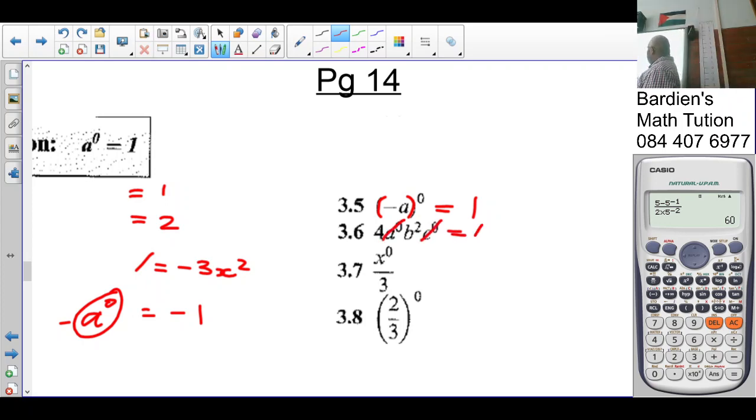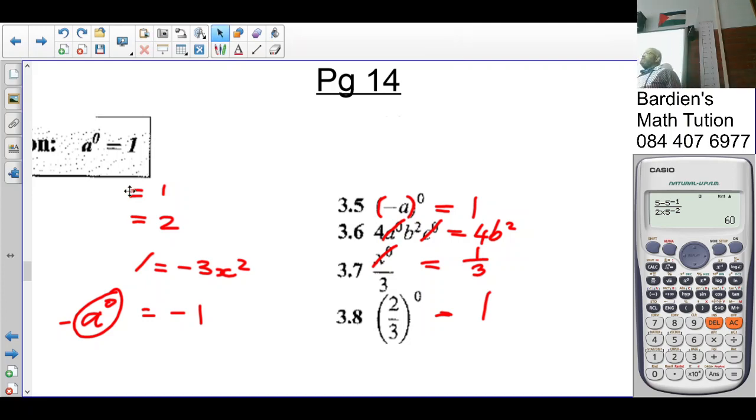4 p squared. The next one? 1 over 3. 1 over 3, yes. Because that 0 is only on the x. X, you got it right. Well done. Well done to you. Okay. I'm proud of you. Okay, next. 1. Any confusion here? No. Okay.